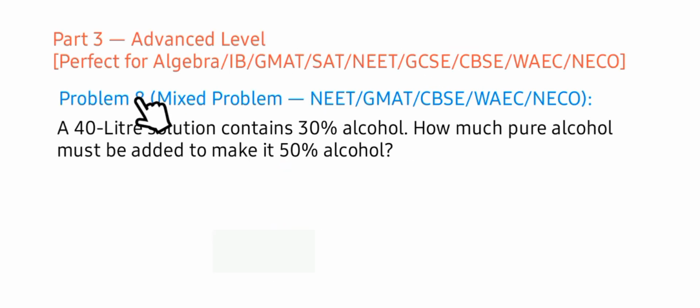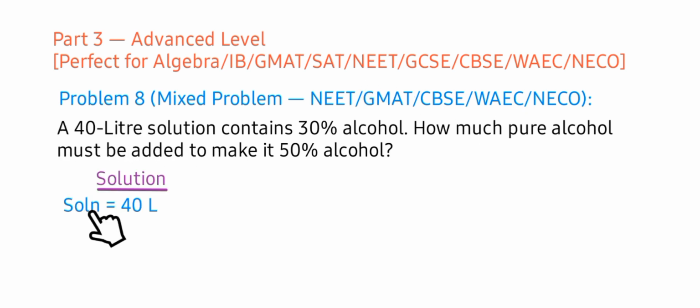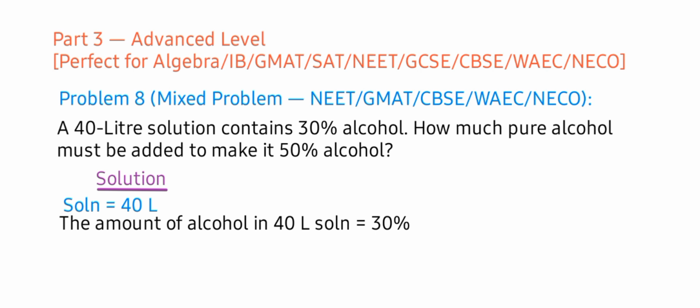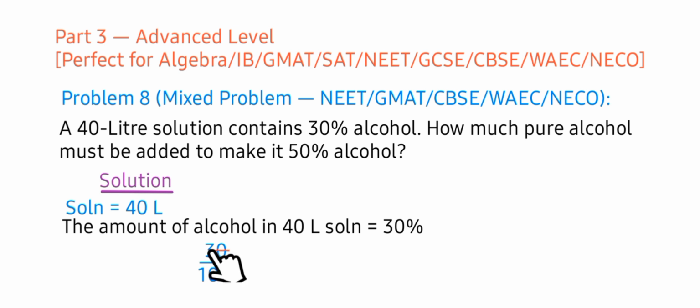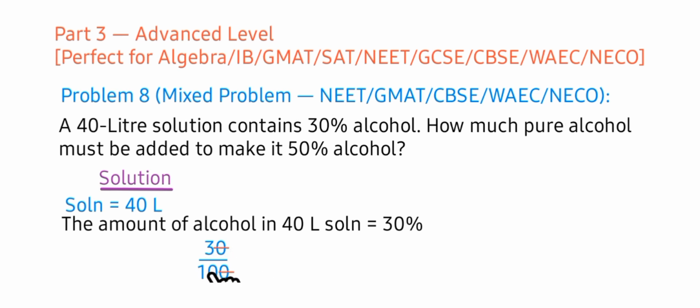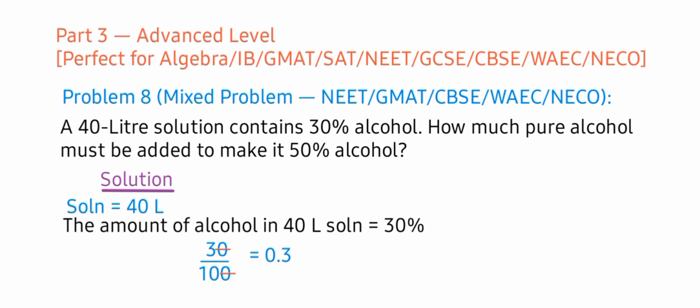The eighth challenge is a mixed problem and is perfect for any of these exams. A 40-liter solution, let's abbreviate solution to be SOLN, equal 40 liters, contains 30% alcohol. That is, the amount of alcohol in 40-liter solution is 30%, which is 30 divided by 100. 0 here at the numerator eliminates the 0 at the denominator. So on the numerator we are left with 3, while on the denominator we are left with 10. So 3 divided by 10. 30% here is equivalent to 0.3. 0.3 of 40 liters means 0.3 multiplied by 40 is equal to 12 liters.